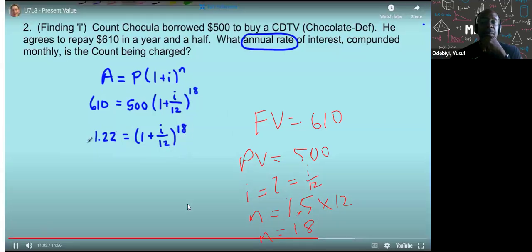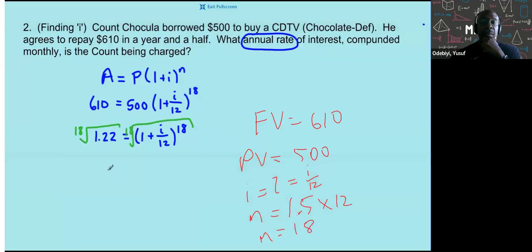When you're writing this down, it's going to look like this: you put a radical sign with an 18 there, so it's the 18th root. He's going to show you how to do this in a calculator, because you may not know how. When you take the 18th root of both sides, the 18 is gone and you're left with 1 plus I over 12. But he still has to take the 18th root of this side, so we're going to take the 18th root of 1.22.